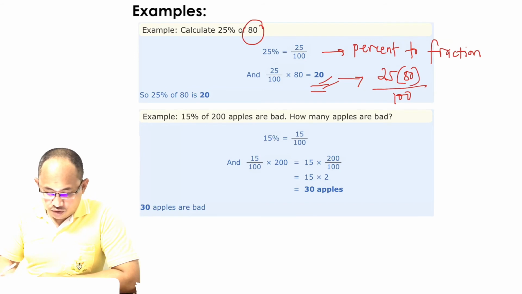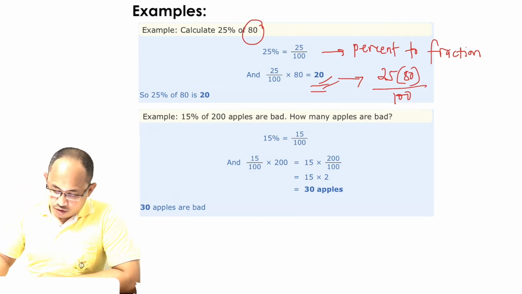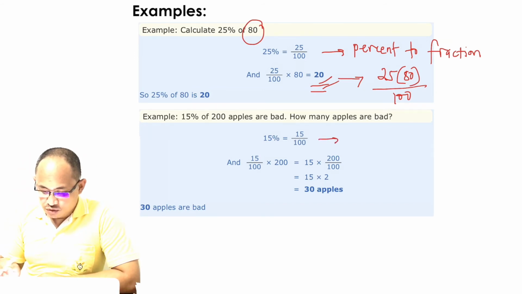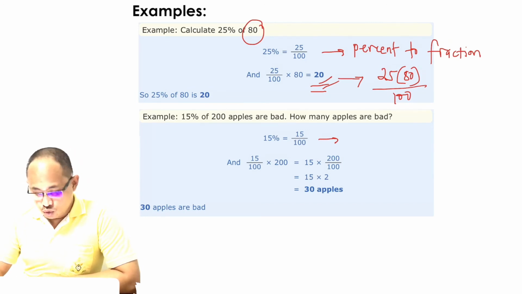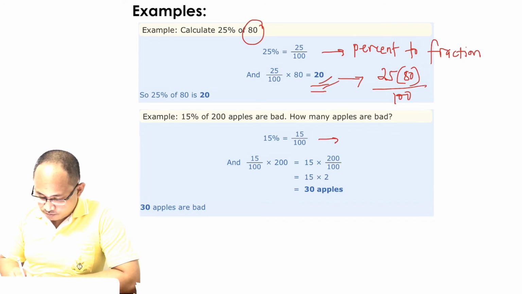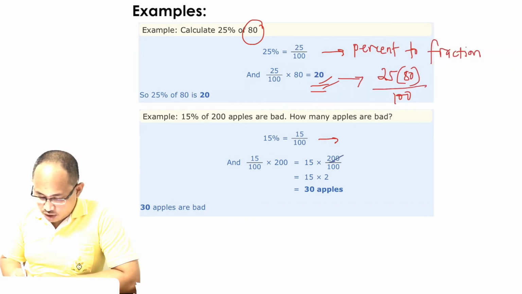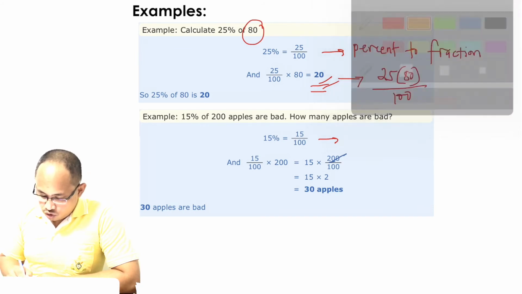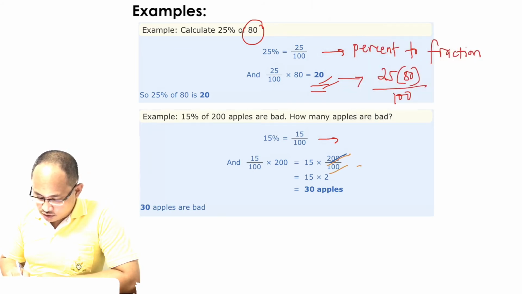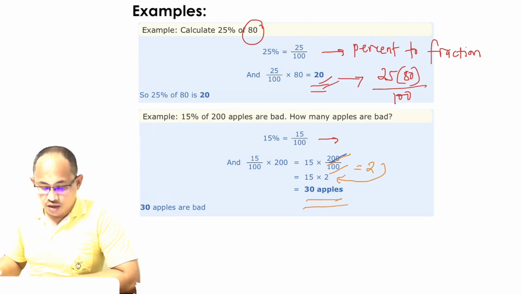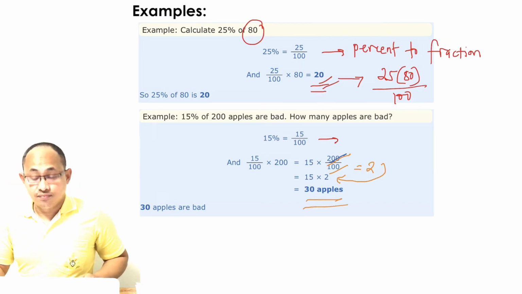Alright, next is 15% of 200. Now 15% in fractional form is 15 over 100. So 15 over 100 times 200. When you try to divide this, 200 divided by 100 is equal to 2. That's why it becomes 2. So 15 times 2, there are 30 bad apples. Okay?